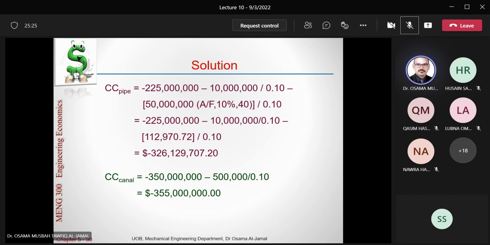But Shabab, don't forget to justify why. Because the cost of a pipeline is less than the cost of constructing or building that canal. The justification has to be there. Build the pipeline. This is all for this chapter.